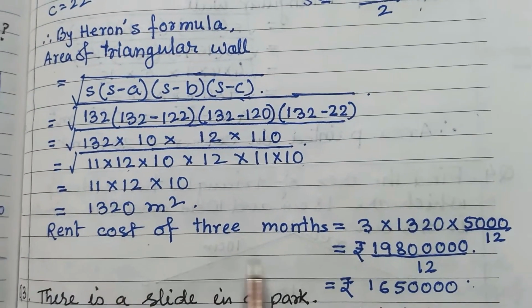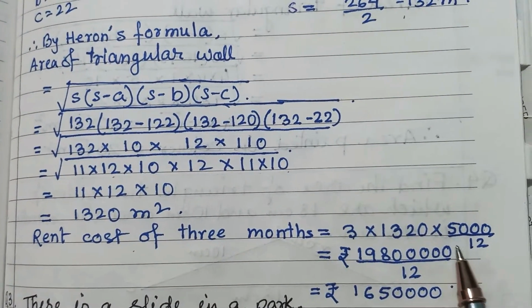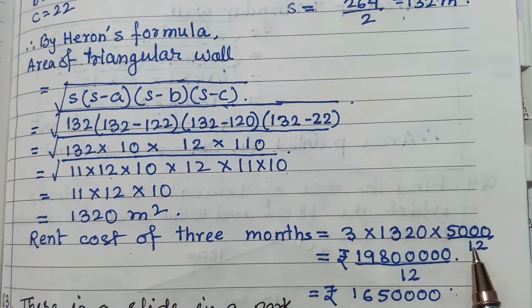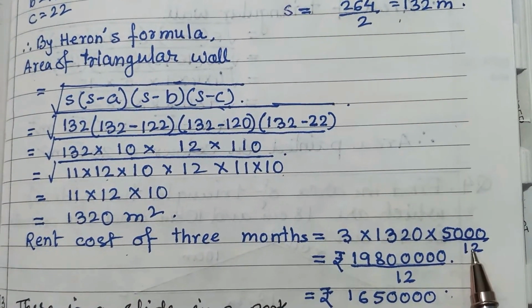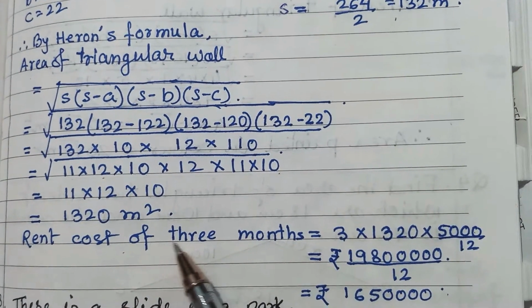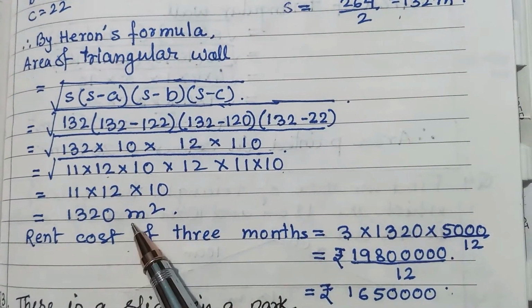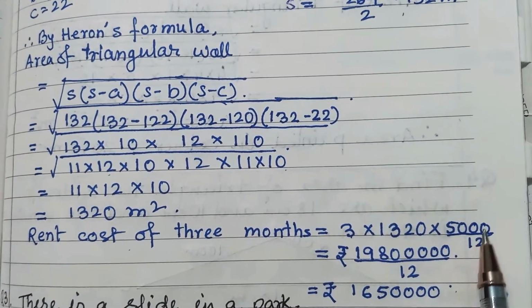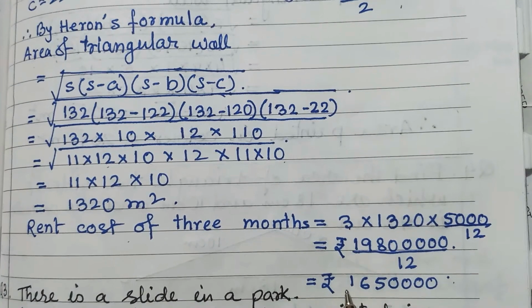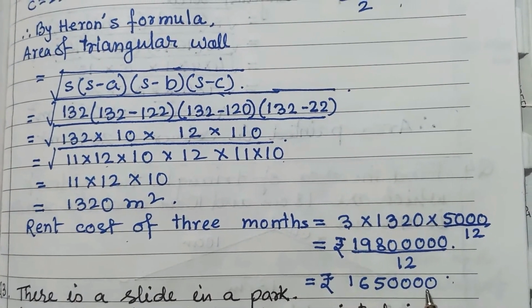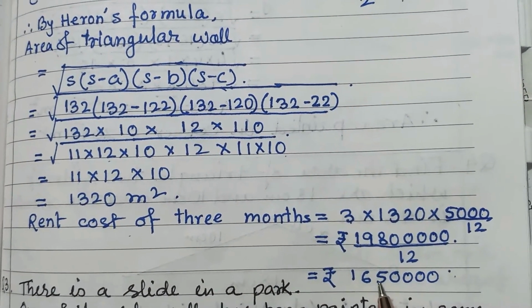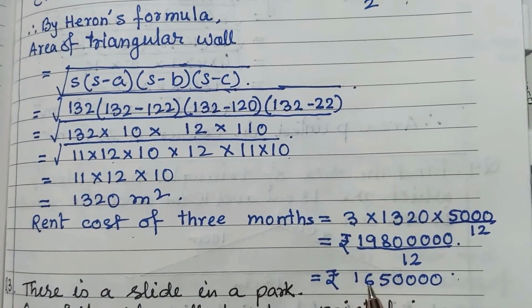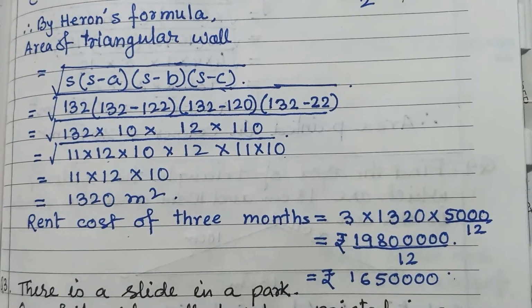Now the rent cost has been given as rupees 5000 per meter square per year. Year you have to change into month, so divided by 12. So for 3 months it is 3 into 1320 into 5000 upon 12. Now you've calculated, it is 16 lakh 50,000. Okay.